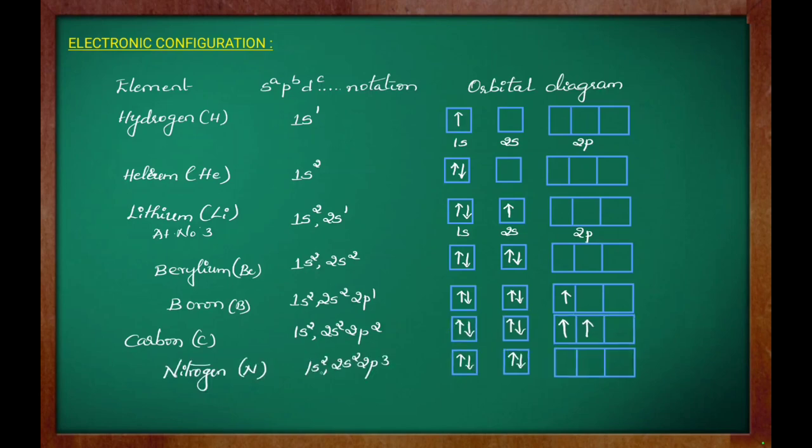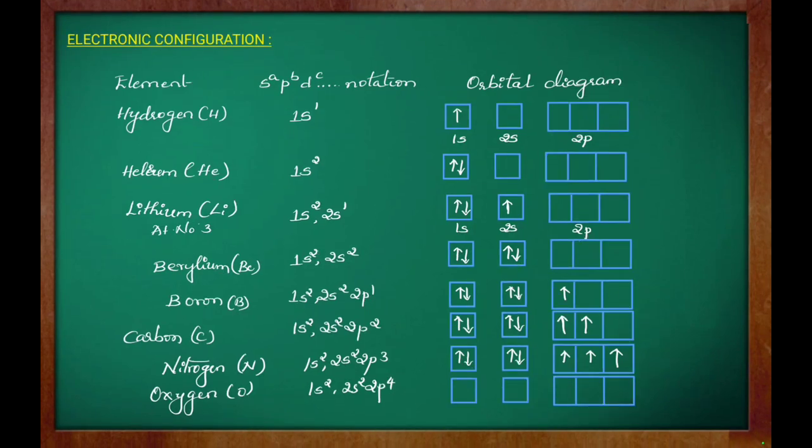Similarly for nitrogen, the electronic configuration is 1s2, 2s2, 2p3. And in terms of orbital diagrams, the 5th electron is entering the px orbital, the 6th electron is entering the py orbital, and the next electron will enter the pz atomic orbital. Once this level is reached, for the next atom, oxygen, the electronic configuration is 1s2, 2s2 and 2p4. Now let us fill the electrons into the orbital diagram. Two electrons enter the 1s orbital, two electrons enter the 2s orbital. The fifth electron enters px, the sixth electron py, the seventh electron enters the pz orbital. Now since each p orbital is singly occupied, the next electron will pair with the one electron of the px atomic orbital.